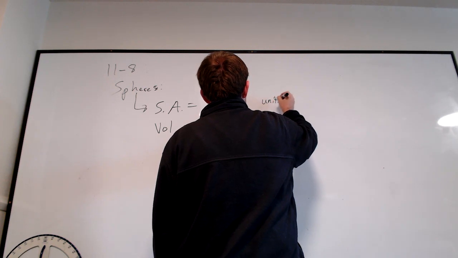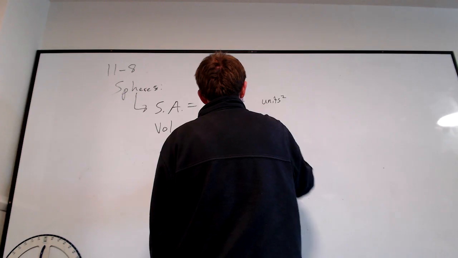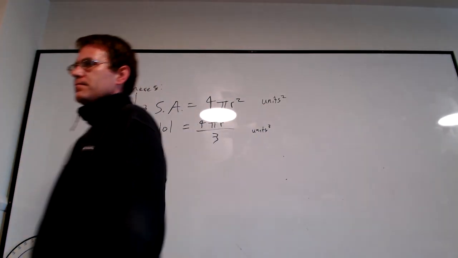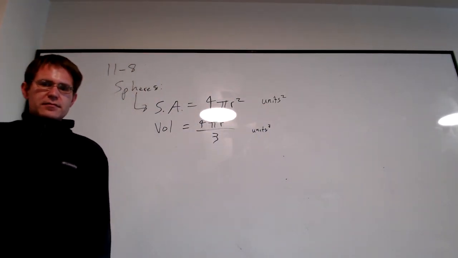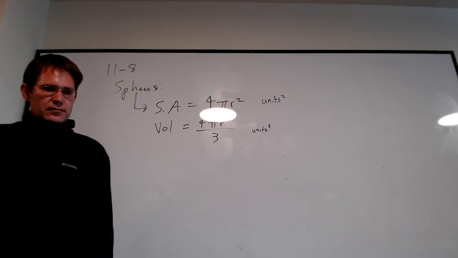Is surface area and perimeter the same thing? No, perimeter is just distance around. Surface area is actually area, but in a 3D figure, you've got many different faces that have it. And this one is all round. That's why it has pi in it, okay?